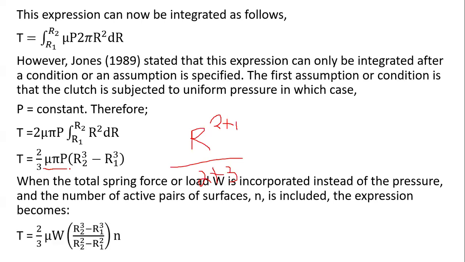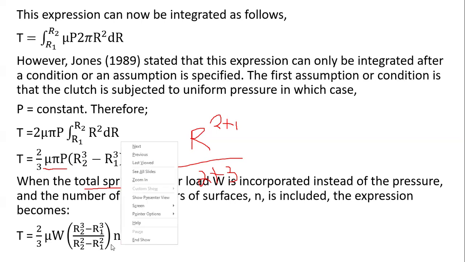But if you've not been given the pressure, but instead you've been given the total spring force, W, then the expression becomes mu W R2 cubed minus R1 cubed over R2 squared minus R1 squared. Now here we're introducing small letter n to represent the number of pairs of surfaces in contact. If it's a single plate clutch, it has 2 sides, and each side will have its own pair of surfaces in contact, and then that will give you the total torque capacity that you're dealing with without leaving out any hanging problems.